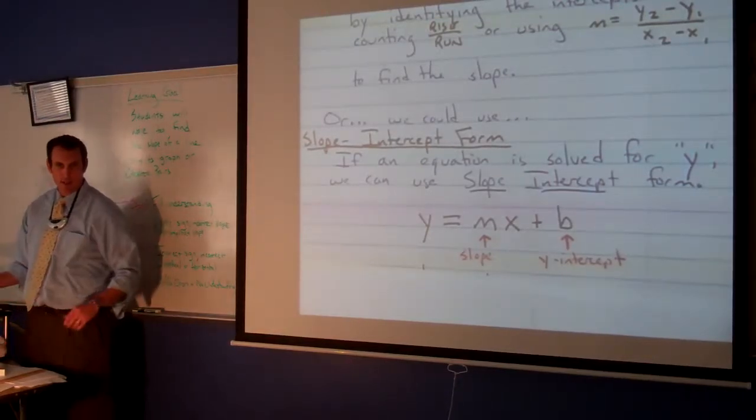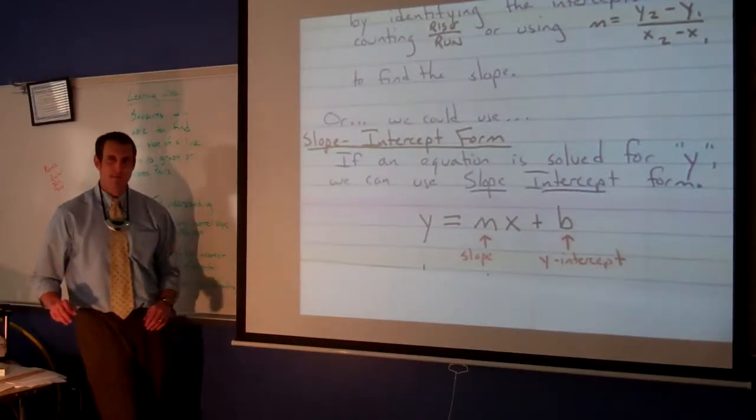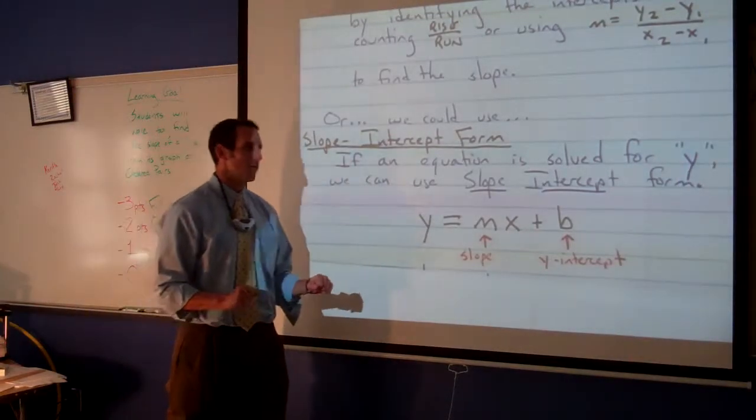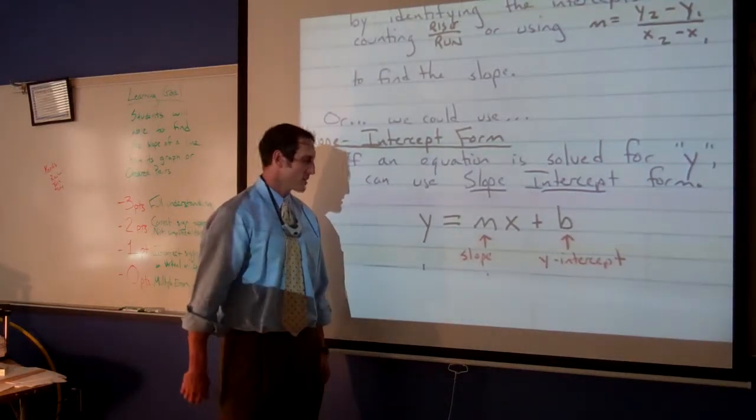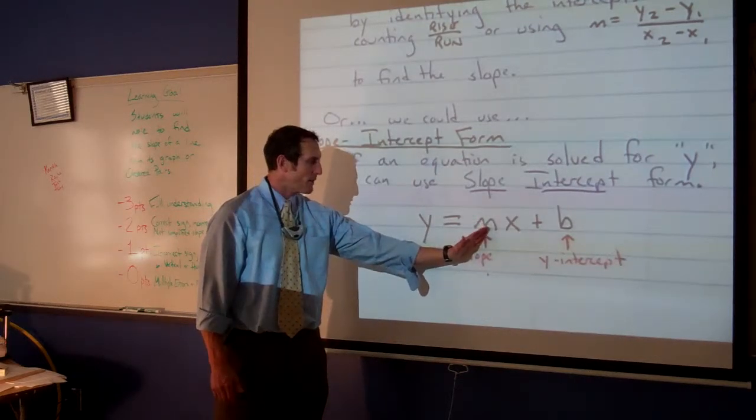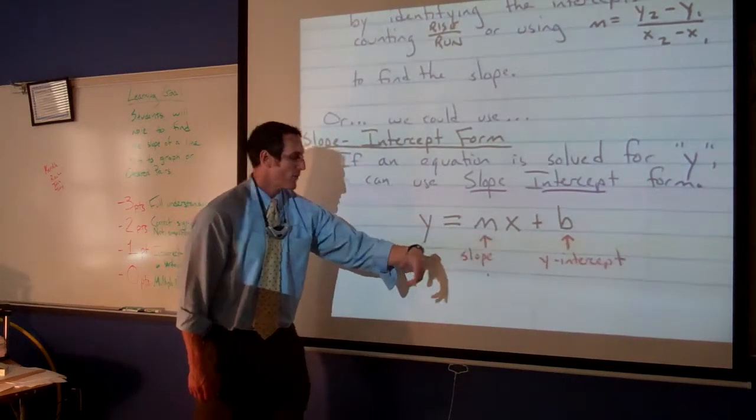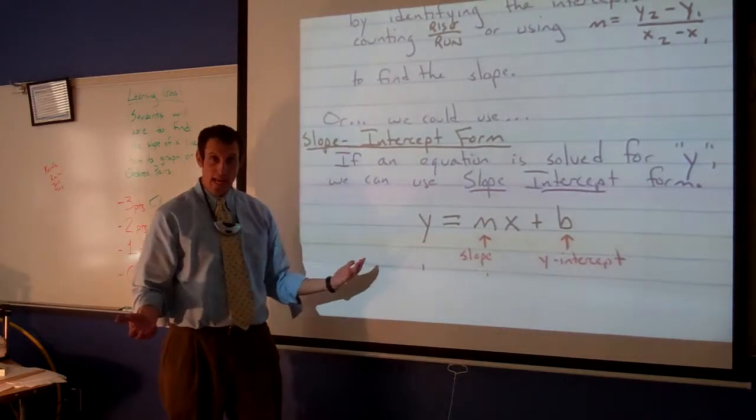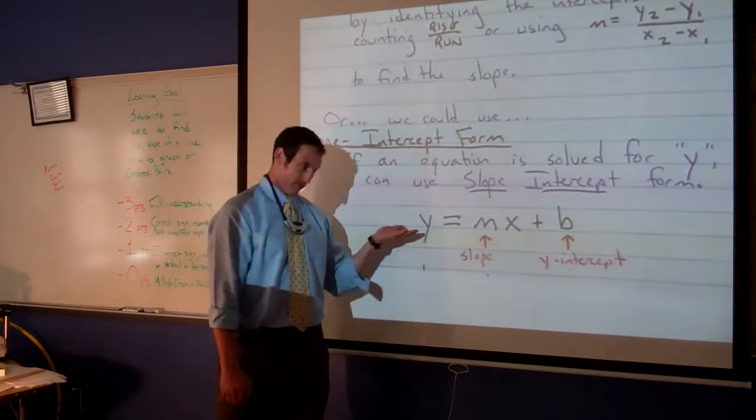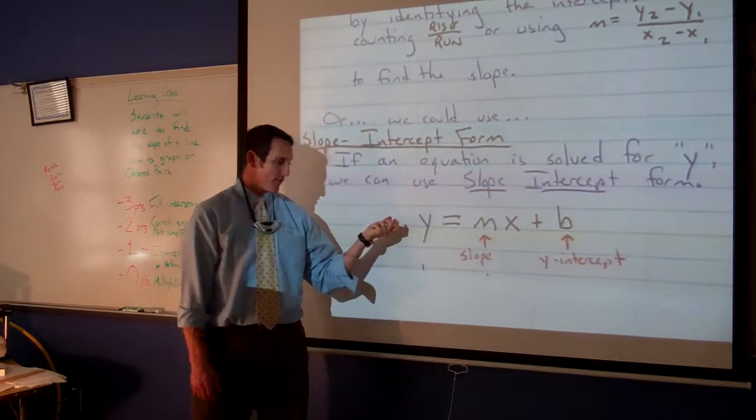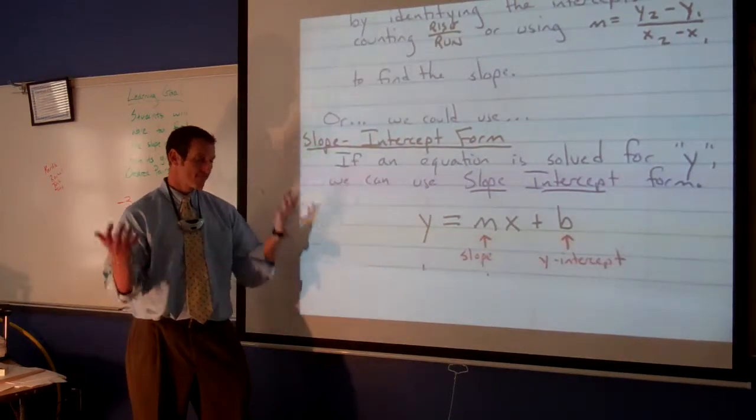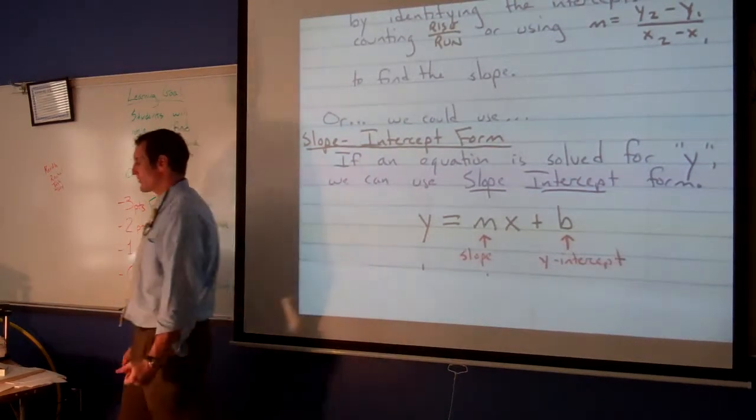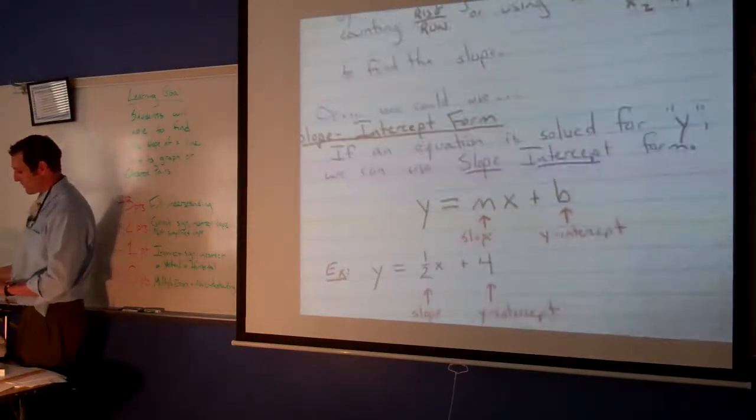That is the beauty of slope-intercept form. It makes everything super simple about identifying slope. So slope is the coefficient of x. The y-intercept is the other number hanging out there. If it's solved for y in slope-intercept form, it's super easy to identify that. So let's do a quick practice round.